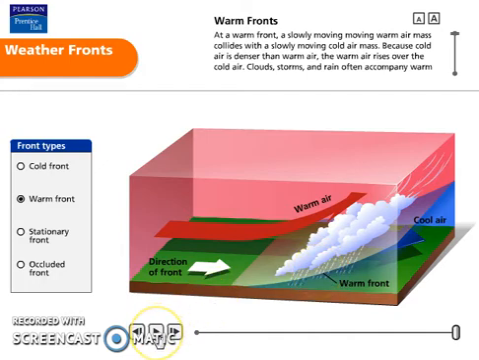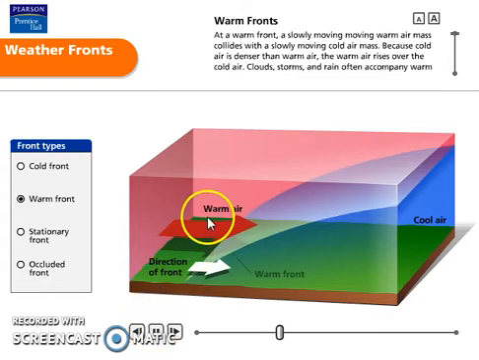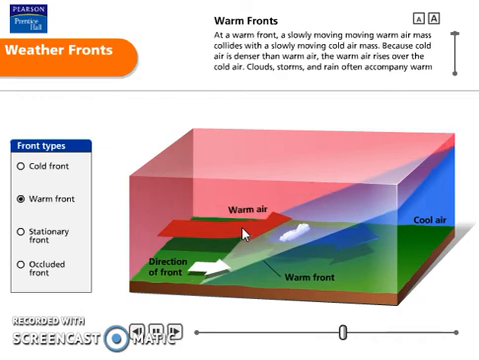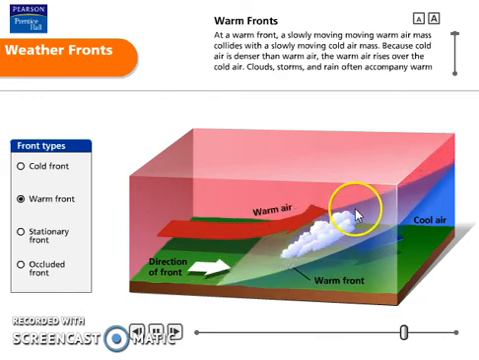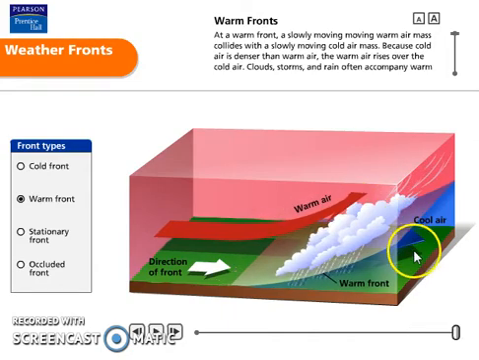Let's watch the animation one more time. Notice this air isn't moving as fast as the cold air mass did with the cold front. It's slowly rising up above. That gives a lot more time for these clouds to form.